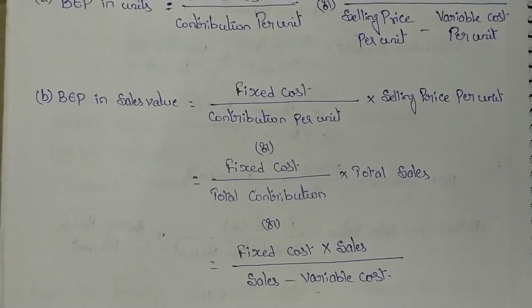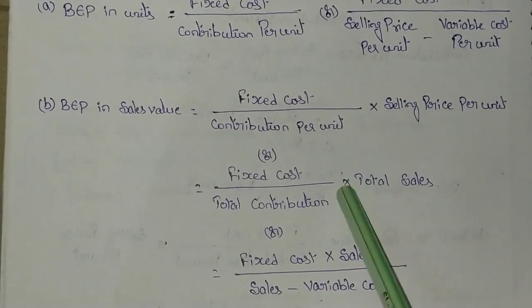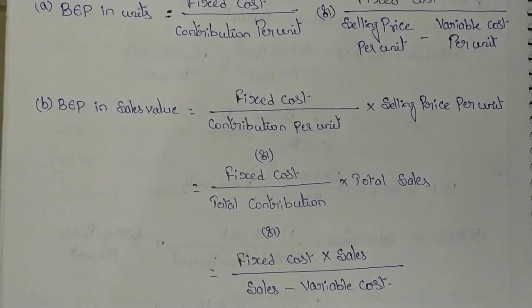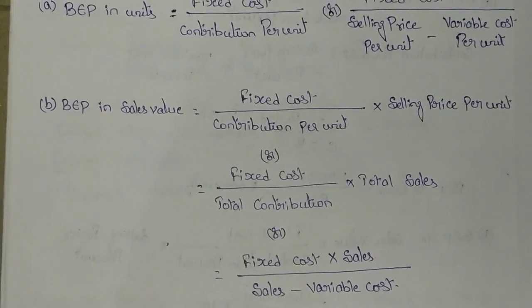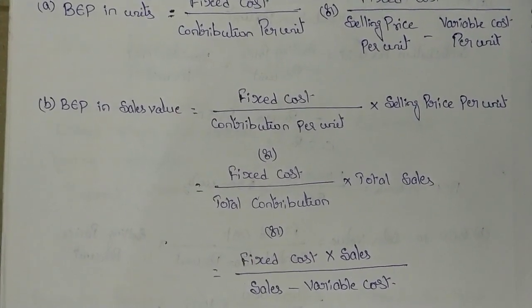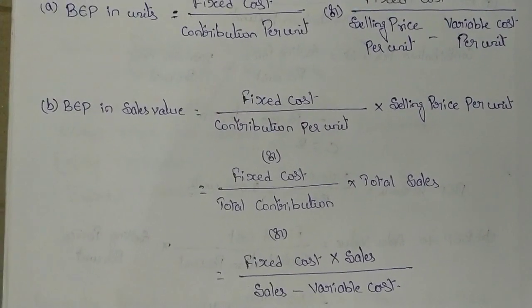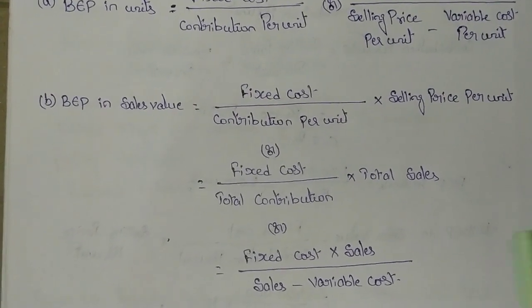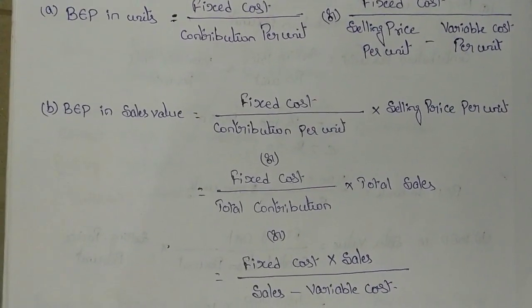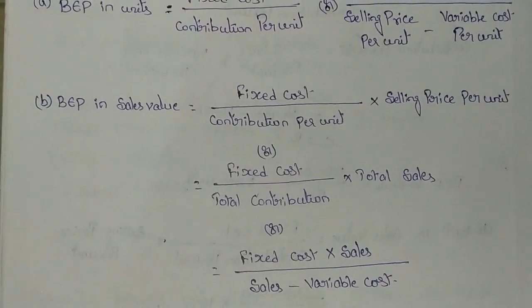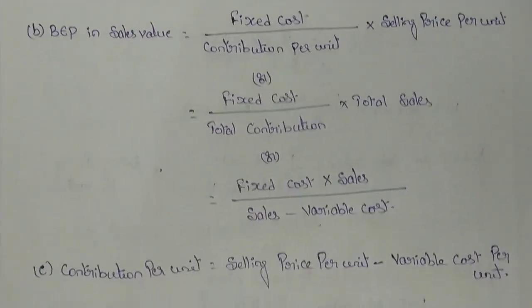Depending upon the information provided in the problem, we have to choose which formula is suitable for our problem. If the problem gives fixed cost, contribution and selling price per unit, then we can utilize this one. If they have not given the selling price but have given total sales, then we can utilize this formula. Like that, depending upon the information provided in the problem, we have to choose which formula is suitable for calculating the break-even point.